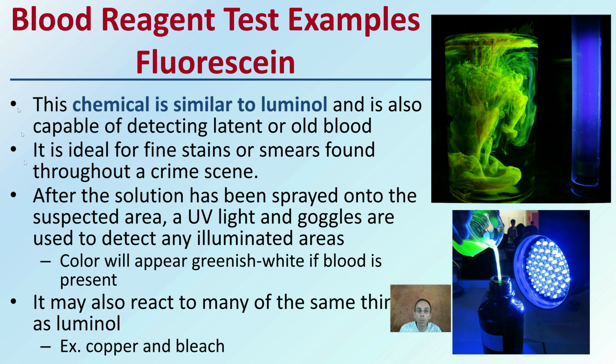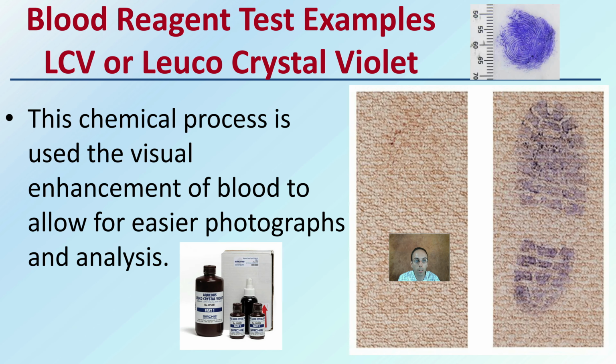We also have fluorescein, which is a chemical similar to luminol, and it has that same kind of fluorescent-like properties. It's also capable of detecting latent, which can't be seen, or old blood. It's ideal for fine stains and smears found throughout the crime scene. After the solution has been sprayed onto the suspected area, UV light and goggles are used to detect any luminescent areas. So color will appear as greenish-white if blood is present. It may also react with many of the same things that luminol does, including but not limited to copper and bleach. So again, use it with caution.